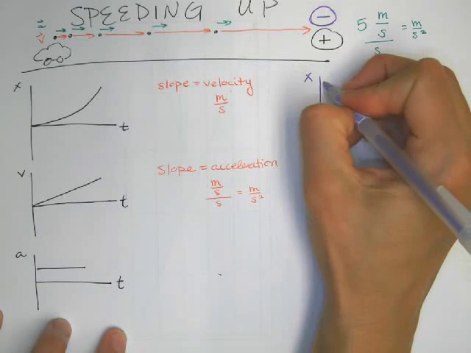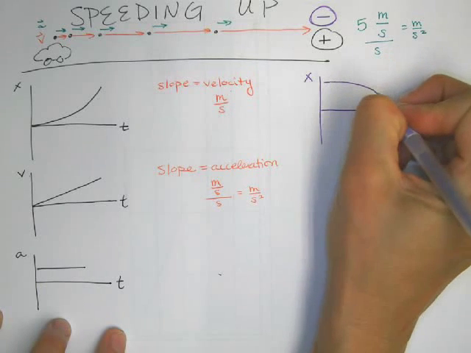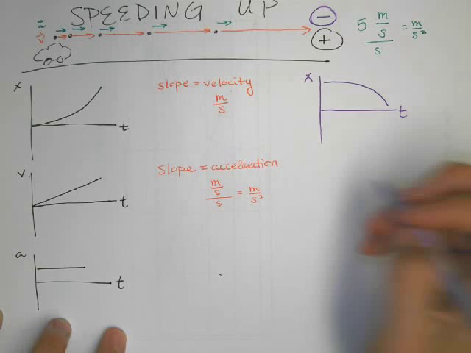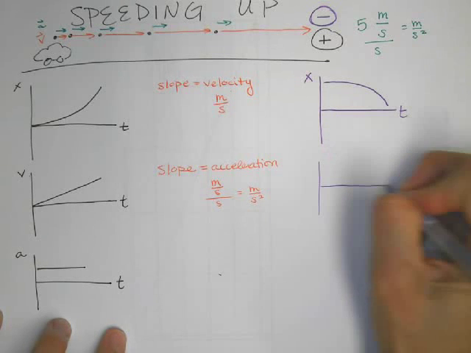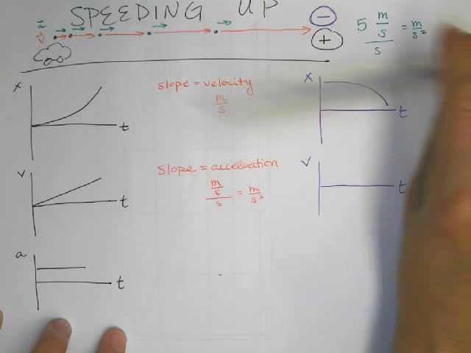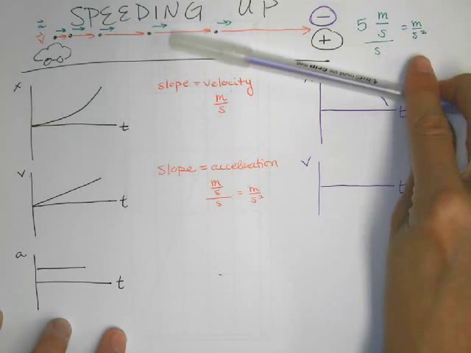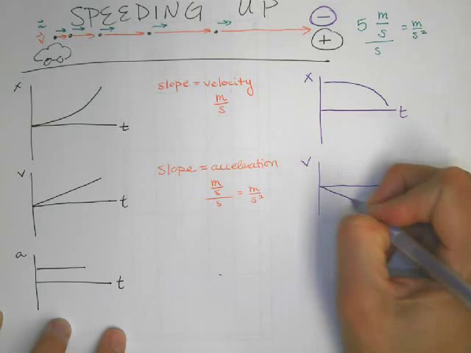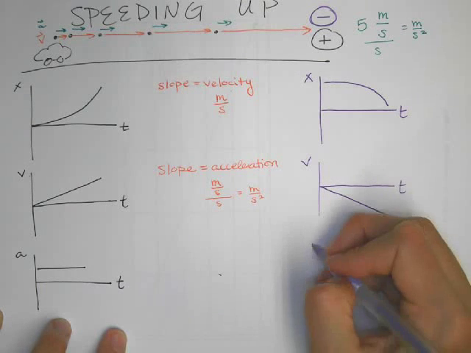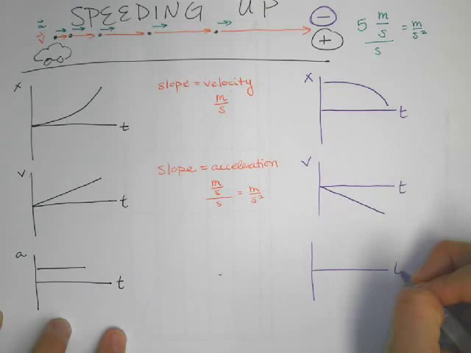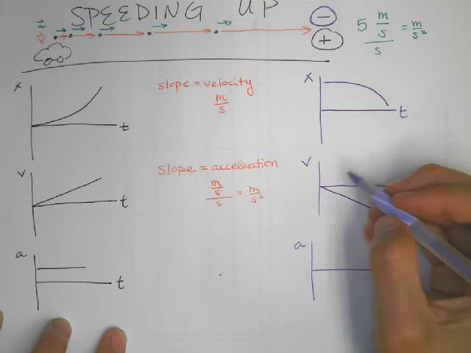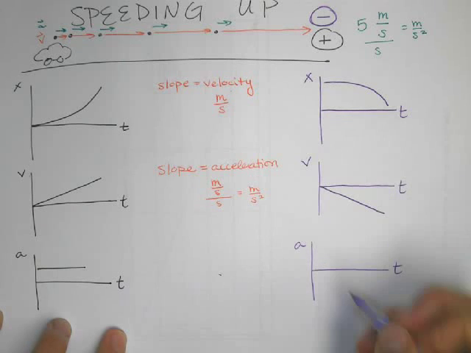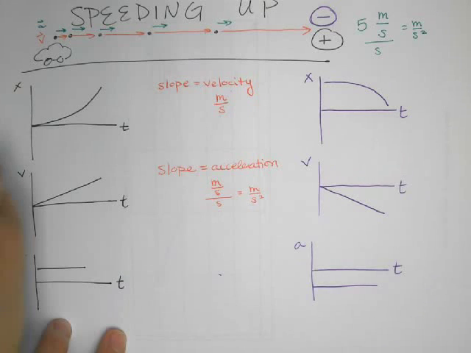So I'm going to start with a slope of 0. As time goes on, the slope becomes negative. In my velocity versus time graph, I start with a 0 slope. As time goes on, my slope becomes negative, so I start at 0 and go to negative. Then I draw an acceleration versus time graph, and I have a negative slope here, so I'm going to have a negative acceleration.